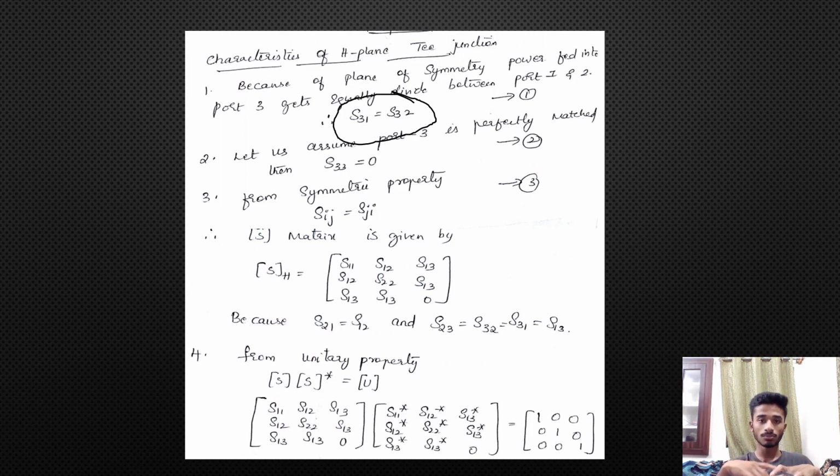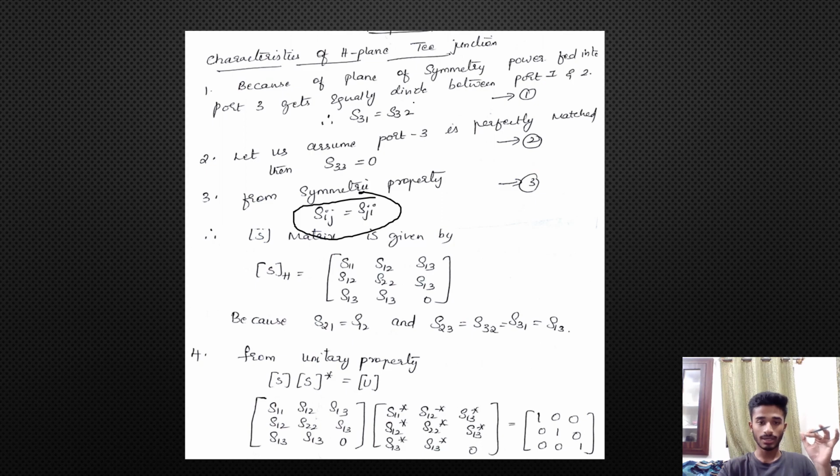Okay, so second point: let us assume port 3 is perfectly matched, then S33 equals 0. When a port is perfectly matched, it is given the value 0. Moving on to the third point, from the symmetric property, Sij equals Sji. This is a symmetric property in a matrix. So Sij equals Sji. You have to learn this formula by heart, okay?